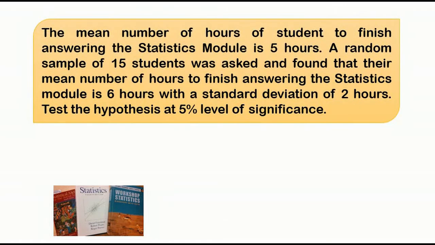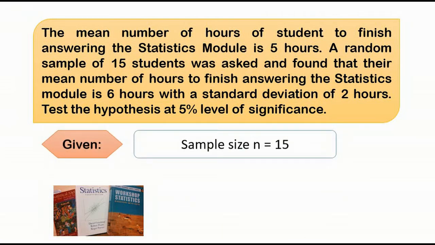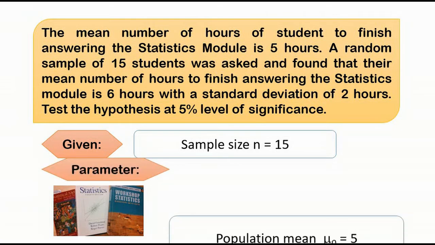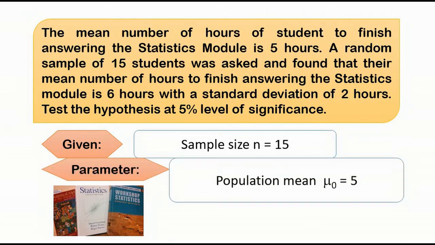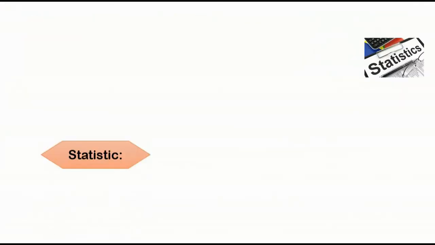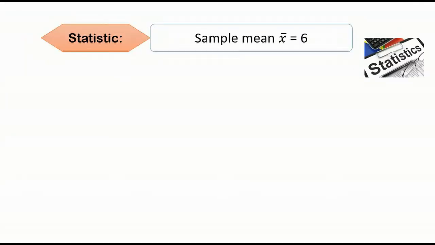The mean number of hours for a student to finish answering the statistics module is 5 hours. A random sample of 15 students was asked and found that their mean number of hours to finish answering the statistics module is 6 hours with a standard deviation of 2 hours. Test the hypothesis at 5% level of significance. Given: sample size n is equal to 15. Parameter: population mean mu is equal to 5. Statistic: sample mean x bar is equal to 6.